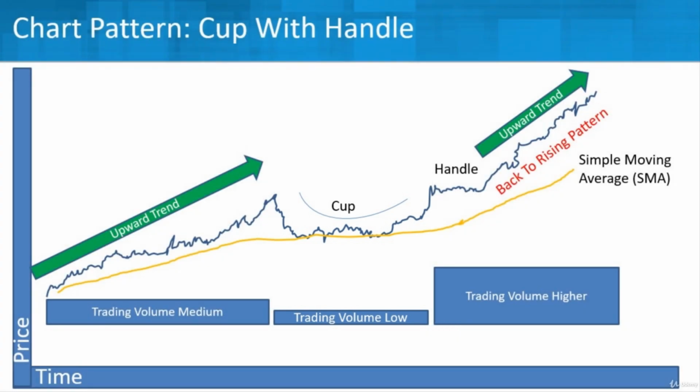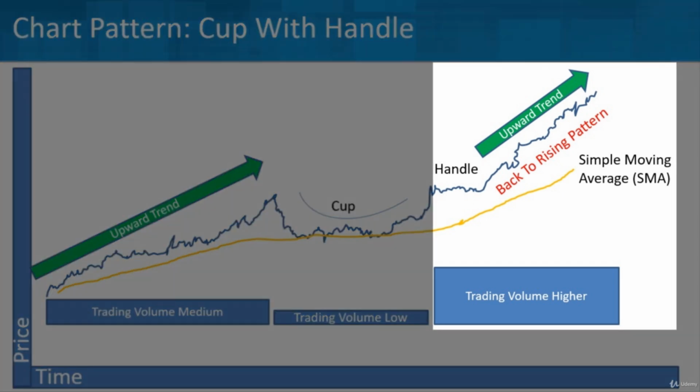And then as we go back up, you'll start to go back up, and then a handle forms. And that's when the handle forms, and certainly when there's the continuation pattern of the upward trend, we're back to this rising pattern, back to this upward trend. But one key part of that is that the trading volume is higher, right? So all of a sudden, a lot of people are trading it, and they're driving the prices higher.